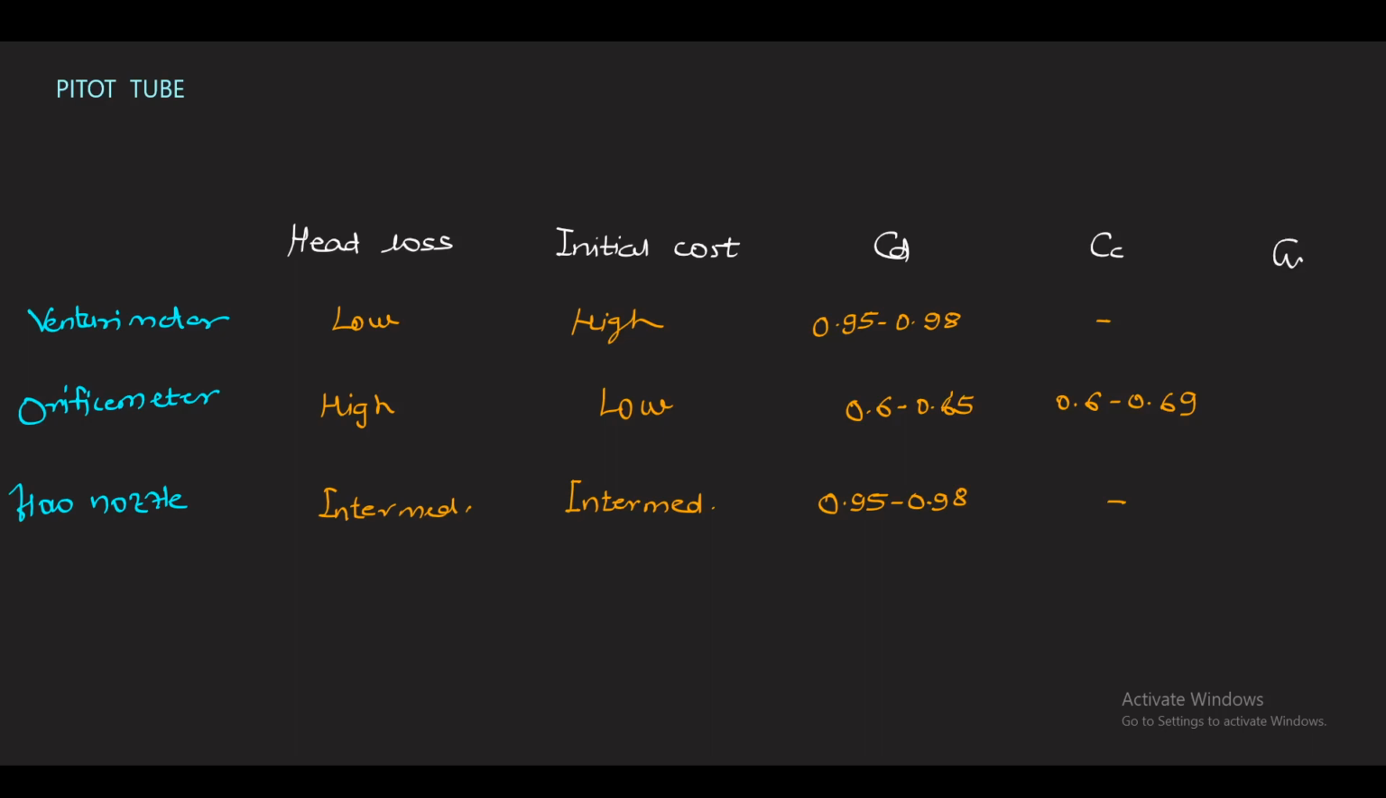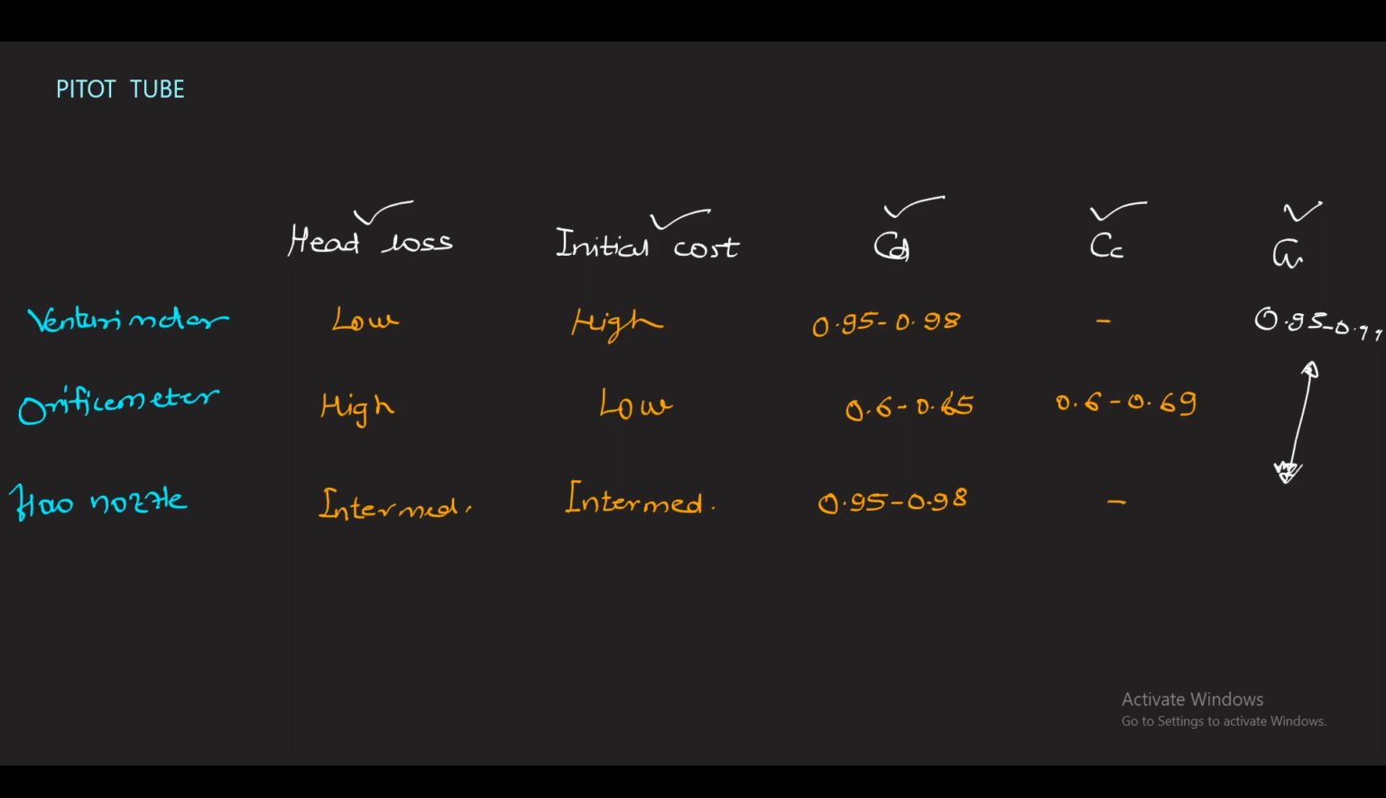Here a comparison is made between the Venturi meter, orifice meter and flow nozzle. What are the different parameters I have here? That is the head loss, initial cost, coefficient of discharge, coefficient of contraction and coefficient of velocity. The value of the coefficient of velocity remains almost the same, between 0.95 to 0.98, in all of the cases, so there is no need to worry about that. The important points are these parameters and these values.